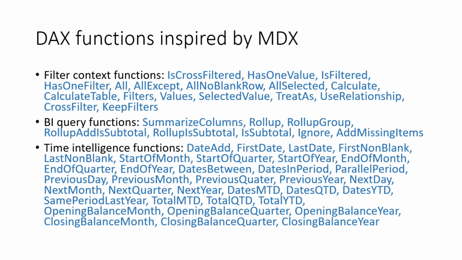When I say directly, it means that if you put a filter, let's say country equals United States, and you say is filtered city, then it will say false, because there's no filter directly on the city column, even though it's cross filtered by the country column.